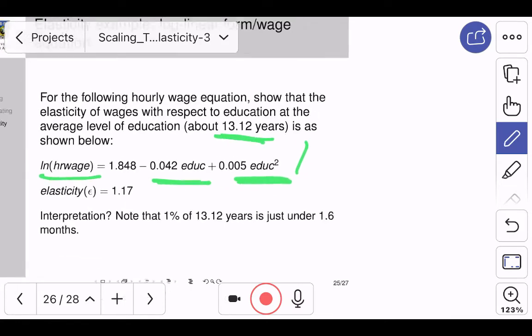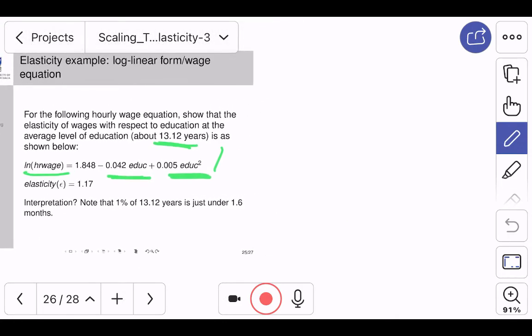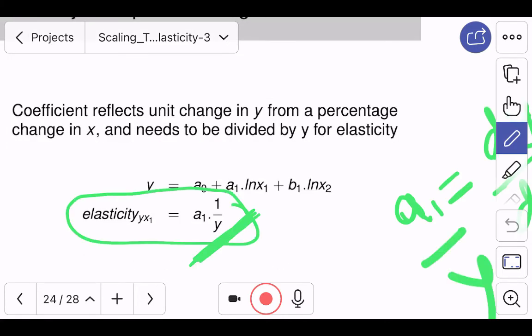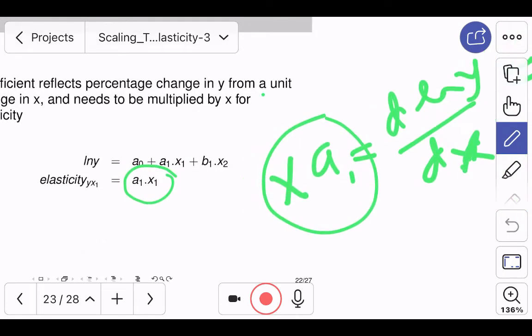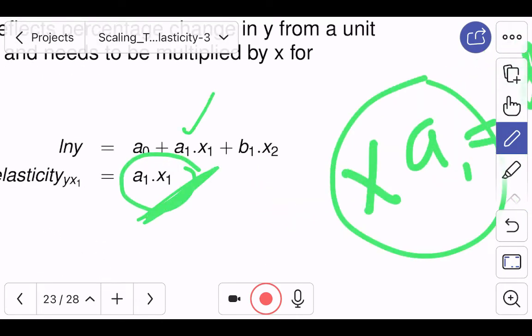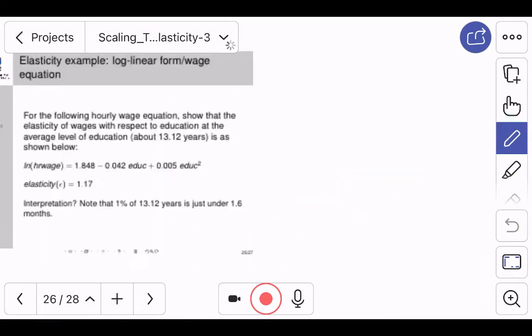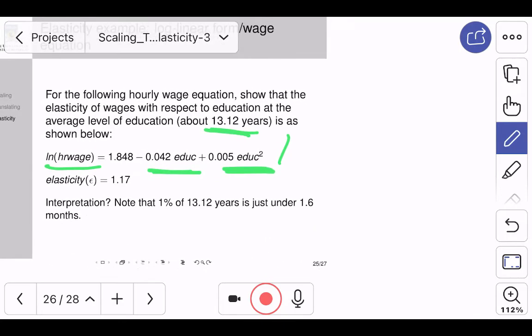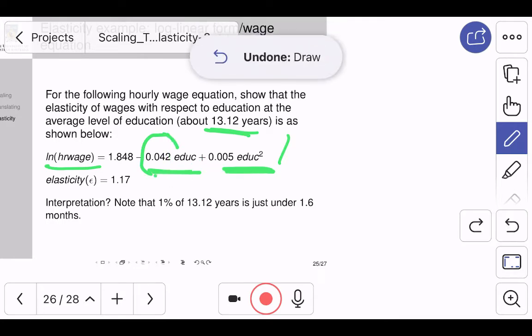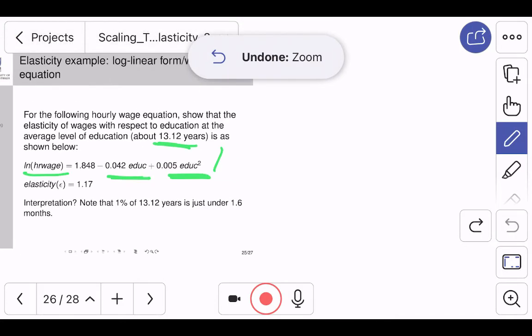Well, the first thing we want to do is, first, this is a log linear, so for a log linear, we need that formula. Okay, so we'll take the slope, multiply it by the x value. Now we don't have a single x value here. Actually, our x value shows up in different places, so we cannot just take that one, because it's not only this term, but also this term is a function of our x variable, which is education. So what should we do?